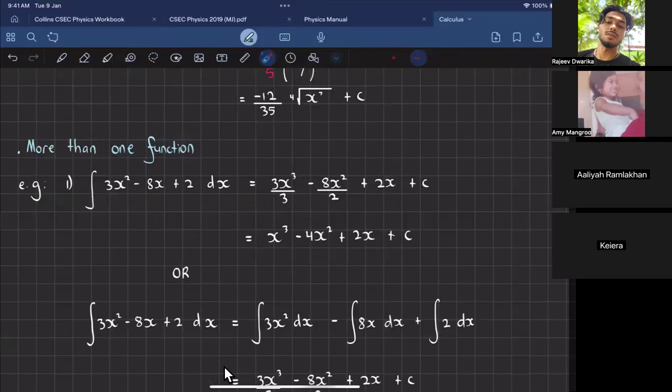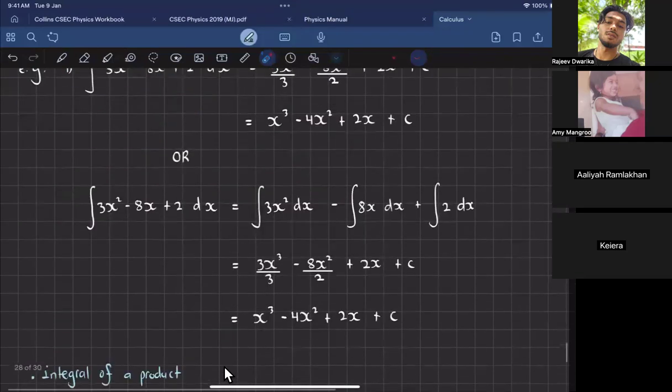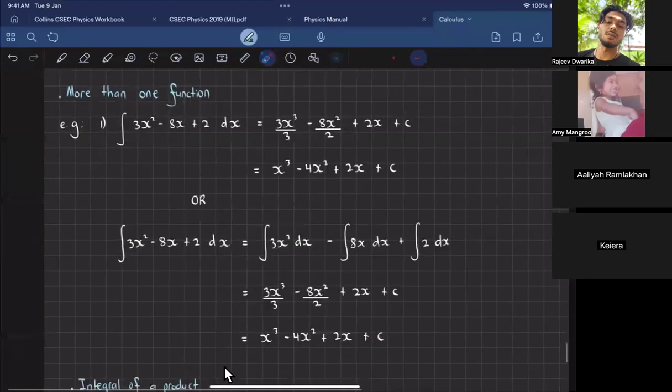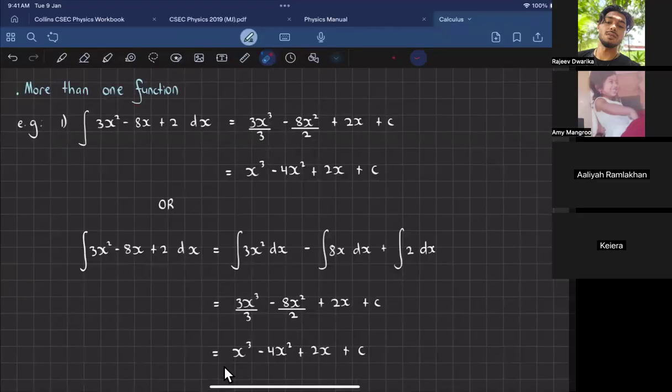Yes or no? But the other method, what we're saying we could also do is split it up into separate integrals. So I could separate the 3x squared, I could separate the minus 8x, and I could separate the 2. You just had to know it. You know how to use it. So copy this down. This is easy.